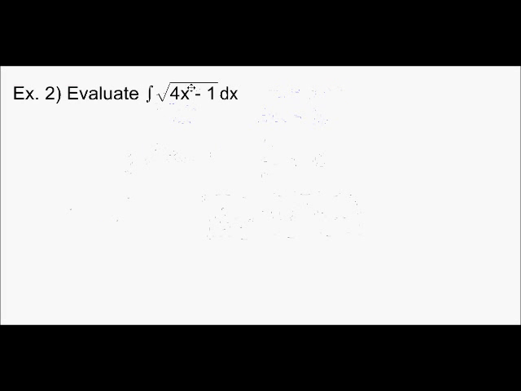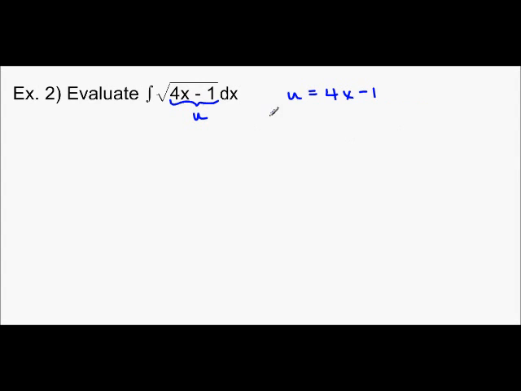Example 2, evaluate the integral of the square root of 4x minus 1 dx. Okay, so this time I'm going to replace what's under the radical with a u. So u equals 4x minus 1. I'm not going to include the square root here, because if I did that, it wouldn't really be helping anything. I just replaced everything, and I'd still have a little bit of chain rule going on. I'd have an inside function, an outside function. So I'm just going to leave it like this.